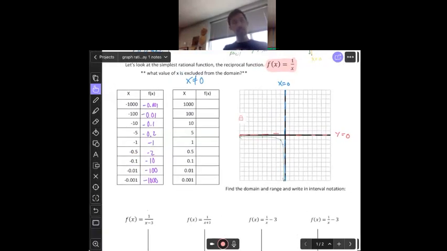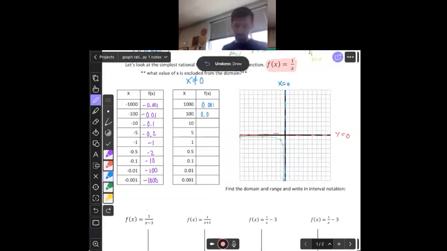Well, you can see the numbers I'm asking you guys to use on the other table. It should just be pretty obvious that all those signs are just going to flip. Divide by 1,000, divide by 100, divide by 10, divide by 5, divide by 1. And again, a half gives me 2.